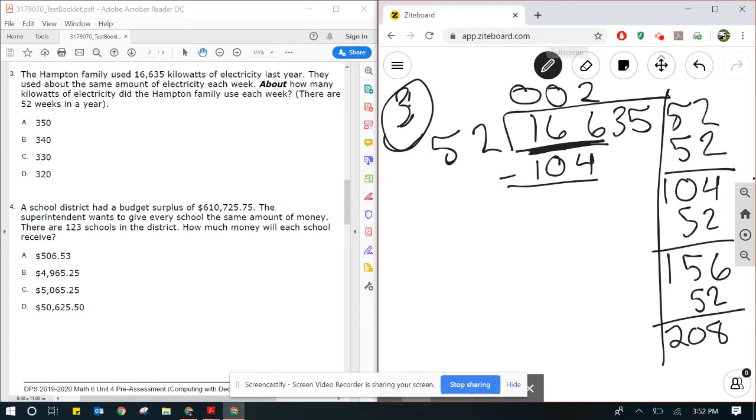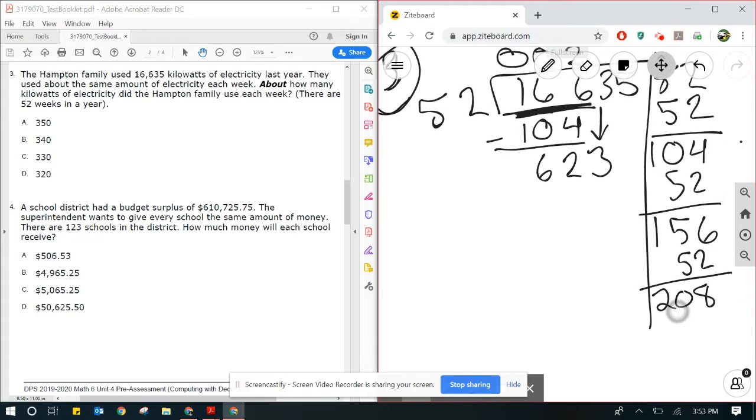Now I subtract. 6 minus 4 is 2. 6 minus 0 is 6. And 1 minus 1 is 0. I bring my next digit down. That's a 3. That's annoying. I don't like this at all. So we got to keep skip counting until we get to 623. So let's do that.